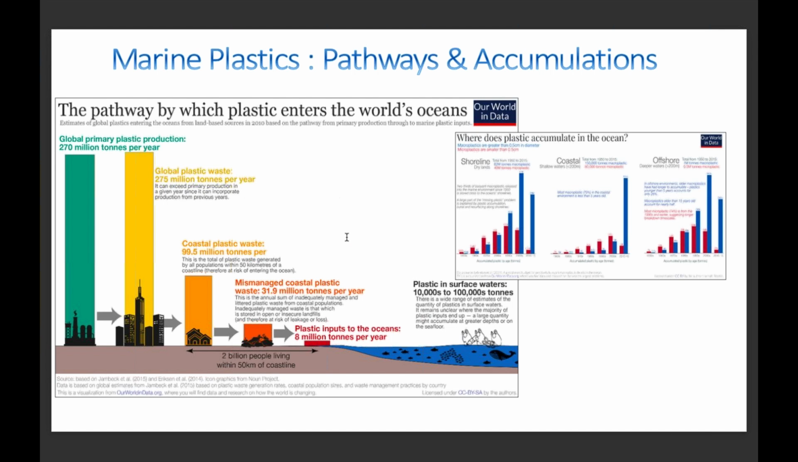Most of the regions where these plastics accumulate in the oceans are either in the shoreline regions or the coastal region, and a large amount of them are also advected into the open ocean. So the offshore region also has a lot of plastics, which you will see in the next few slides.